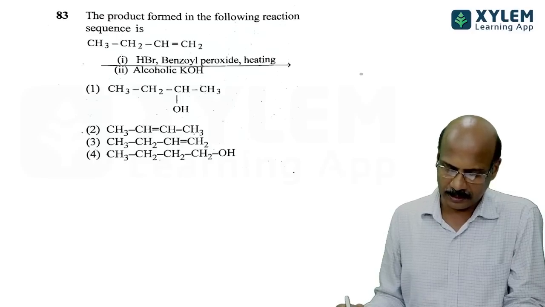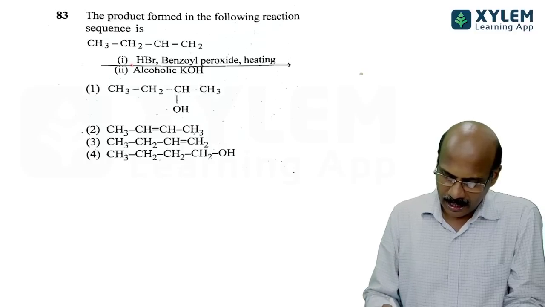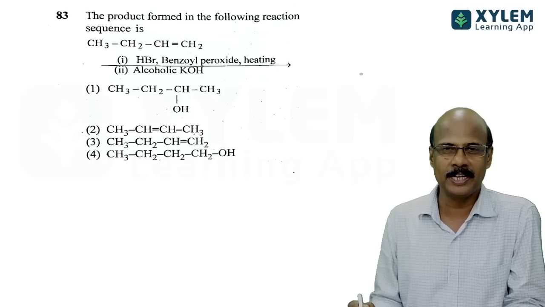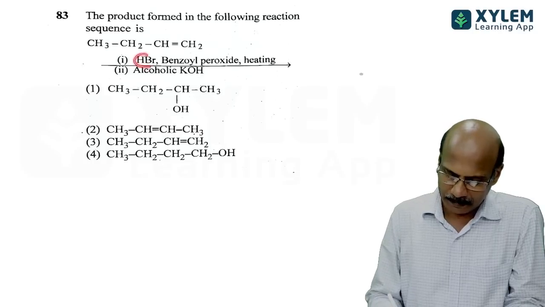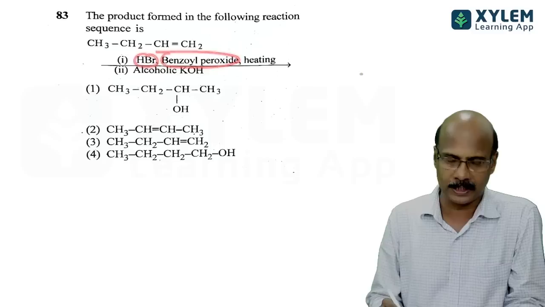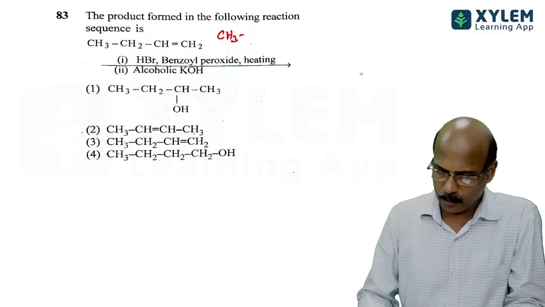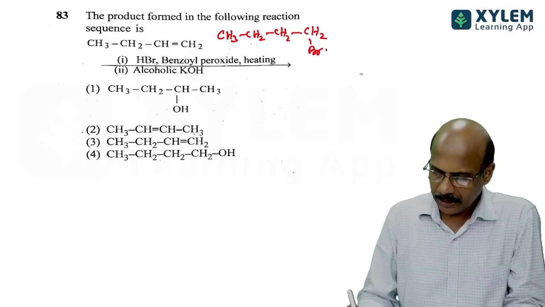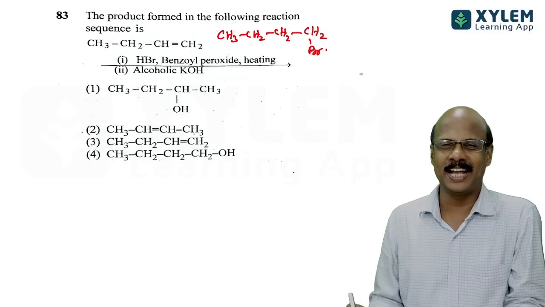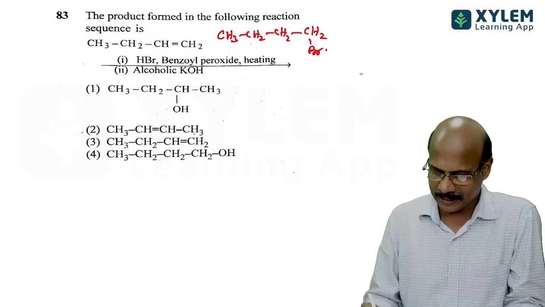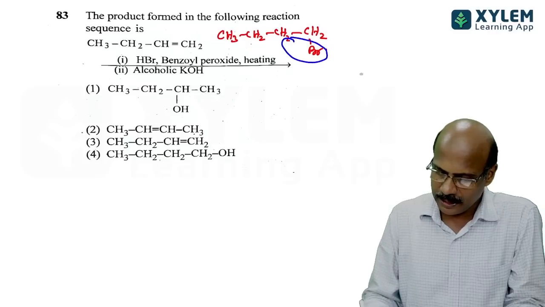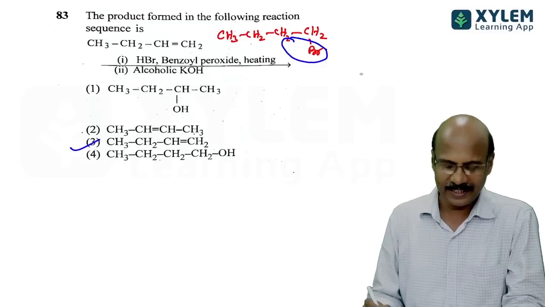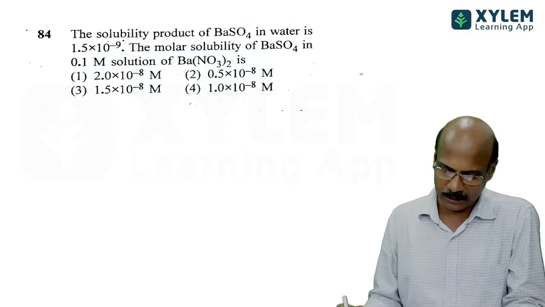Now coming to question number 83. In question number 83, hydrogen bromide is added in presence of benzoyl peroxide. You know the addition is anti-Markovnikov addition. HBr addition in presence of organic peroxide will give you the anti-Markovnikov addition product. So the product obtained will be 1-bromobutane. When this is treated with alcoholic KOH, a beta eliminating agent, beta elimination will give the initial compound, that is, you will get but-1-ene again. Clear? Now let me go to question number 84.